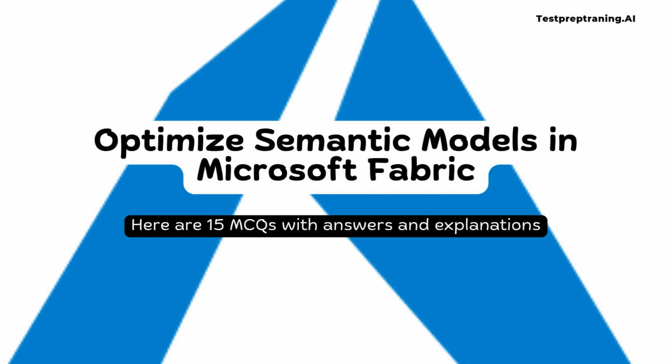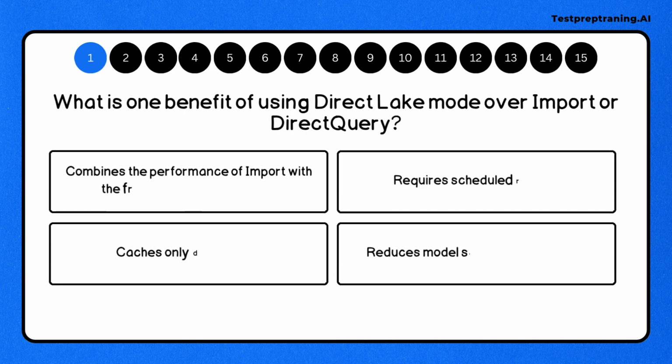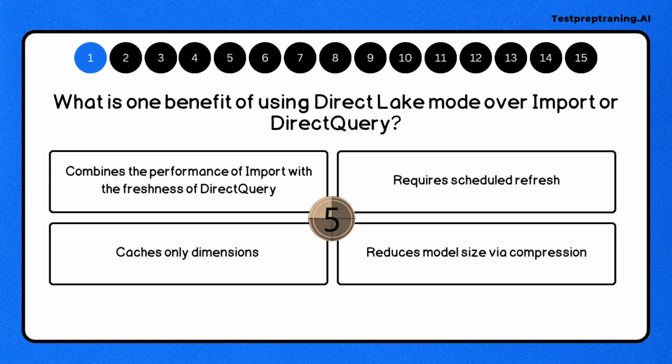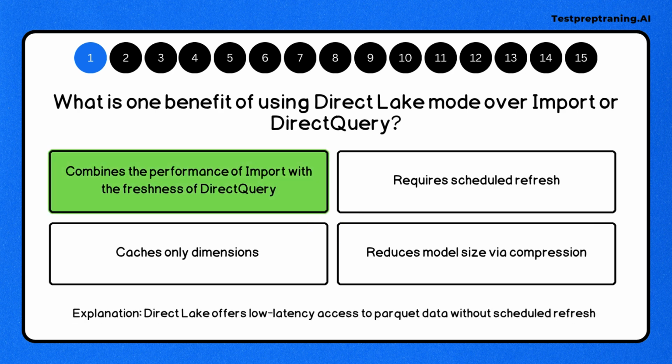Here are 15 MCQs with answers and explanations on optimized semantic models in Microsoft Fabric. Question 1. What is one benefit of using Direct Lake mode over Import or DirectQuery? Correct answer is combines the performance of Import with the freshness of DirectQuery, as Direct Lake offers low latency access to Parquet data without scheduled refresh.